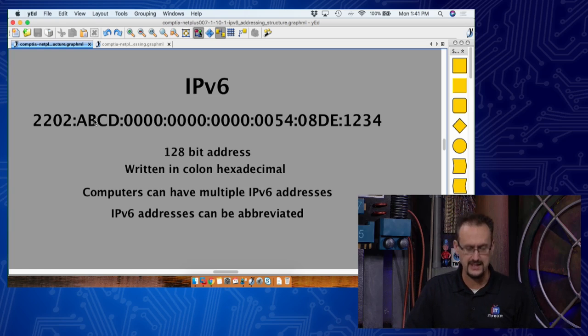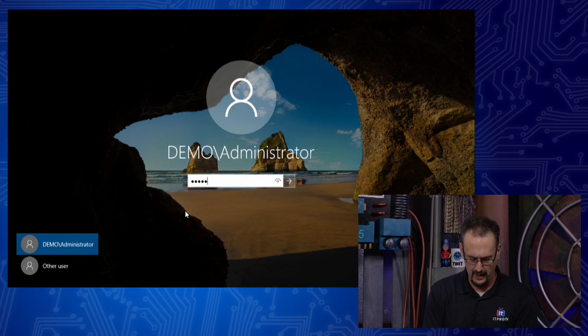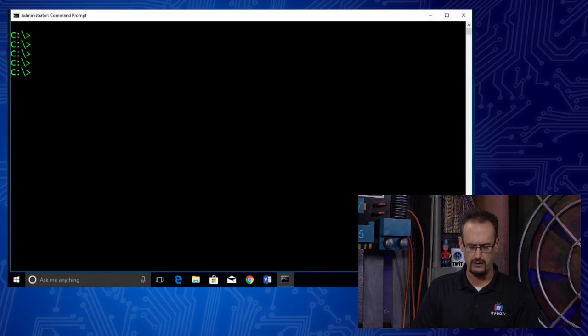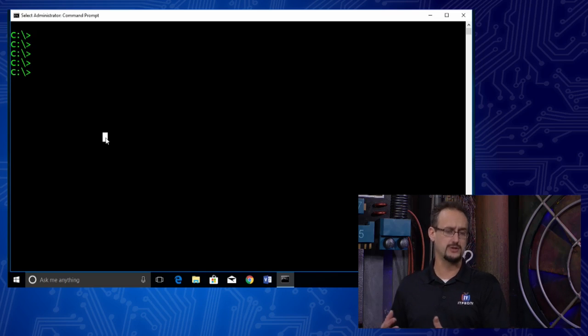Not so with IPv6. In fact, let me go ahead and show you what I mean. I'm going to switch over here to our Windows 10 machine, get logged back in, and we're going to run a utility that we've been running for a while when it comes to looking at the parameters, the Internet Protocol parameters of your network adapter.